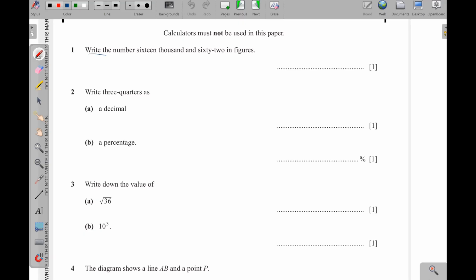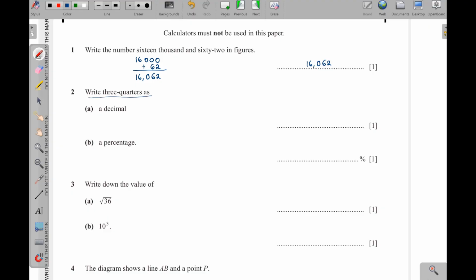Question 1, write the number 16,062 in figures. So you have 16,000, then 62. You can add on this like this, and then what do you get? You have a 62 here, then a 0, and then a 16 here. So that is going to be our answer. So I just get this one here, then I shift it, I put it here as my answer.